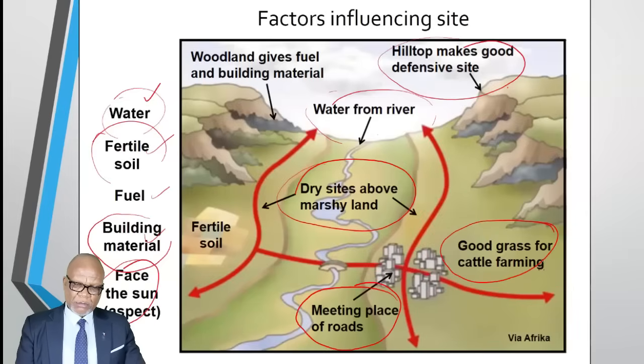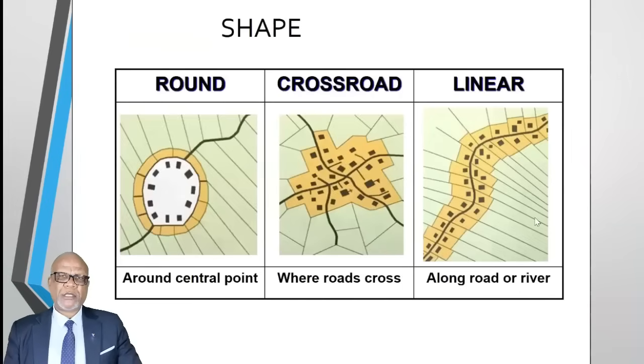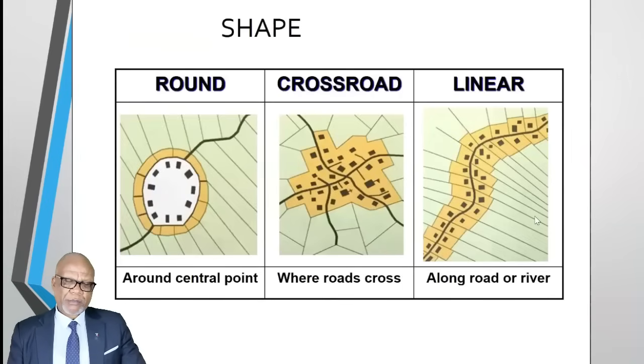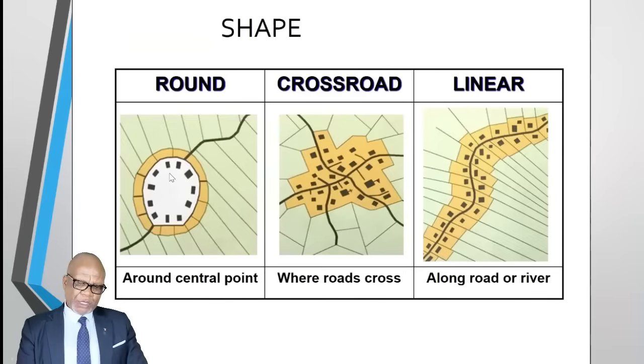Now let's look at shapes of settlements. Now we have three shapes that we are looking at. So we have a round shape. You should be able to answer this question. Identify the shape. You must state that it is a round shape, and then there should be a focal point.